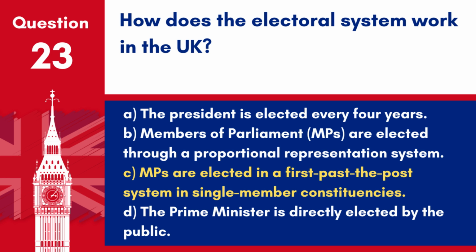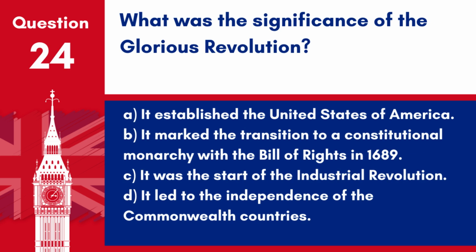Answer: C. MPs are elected in a first-past-the-post system in single-member constituencies. This system is used for general elections in the UK. Question 24. What was the significance of the Glorious Revolution?